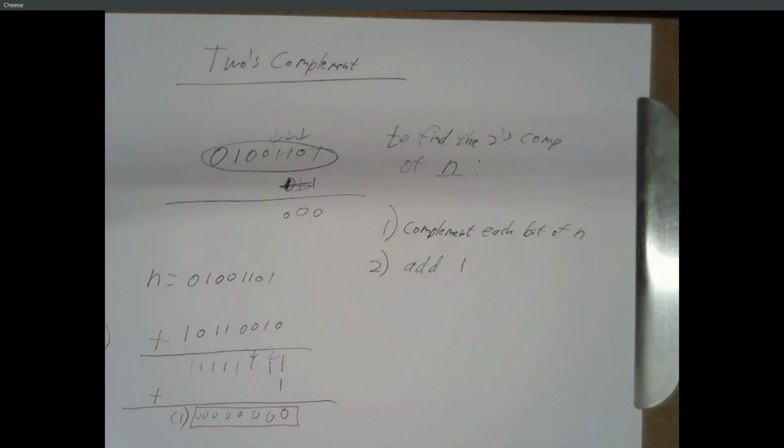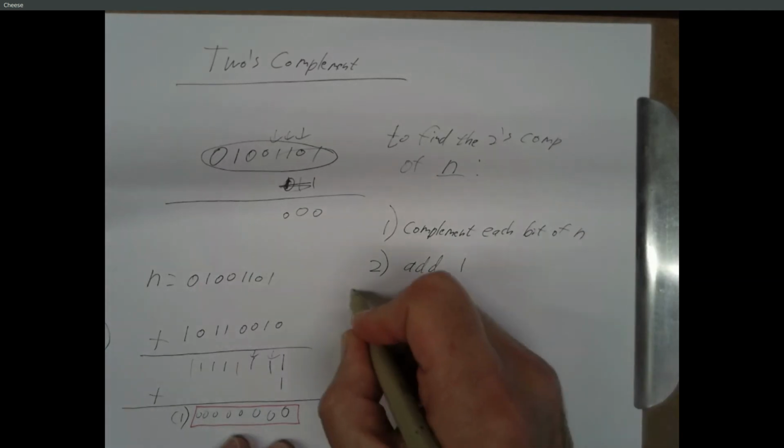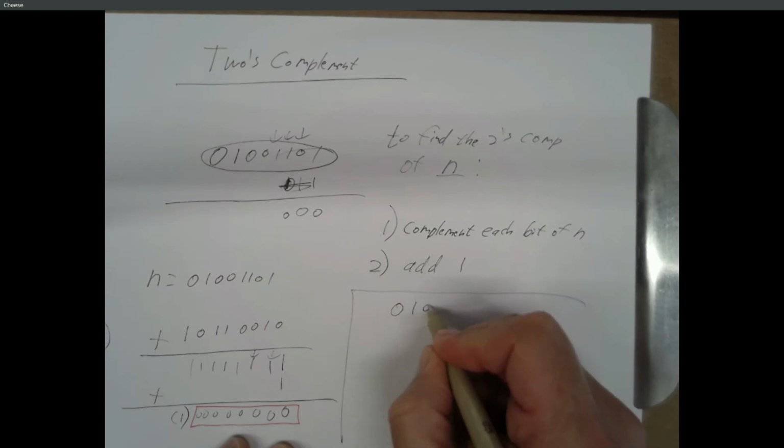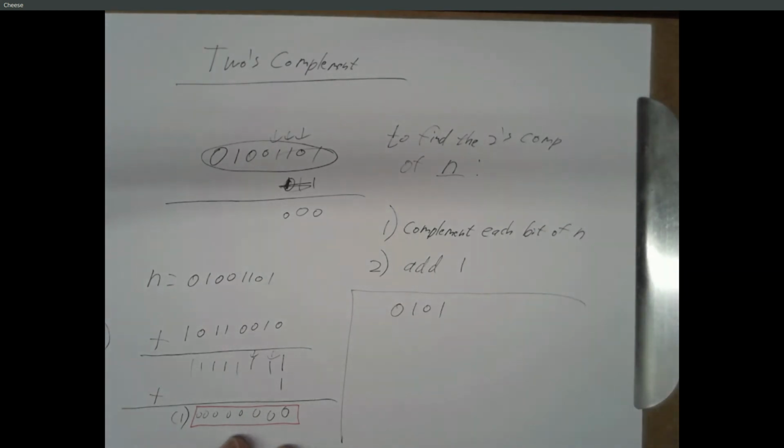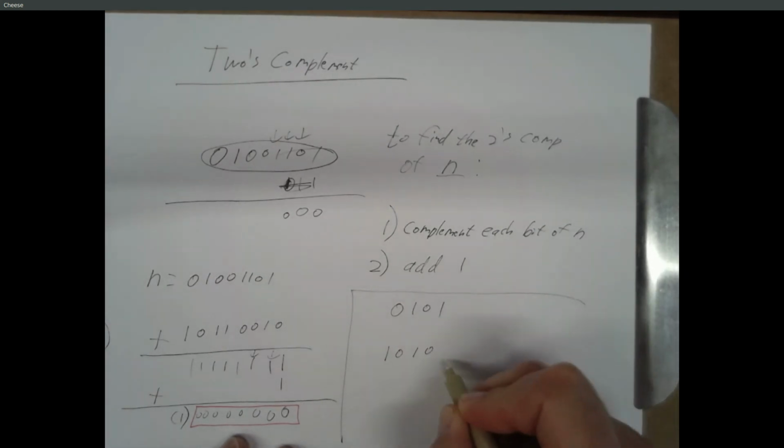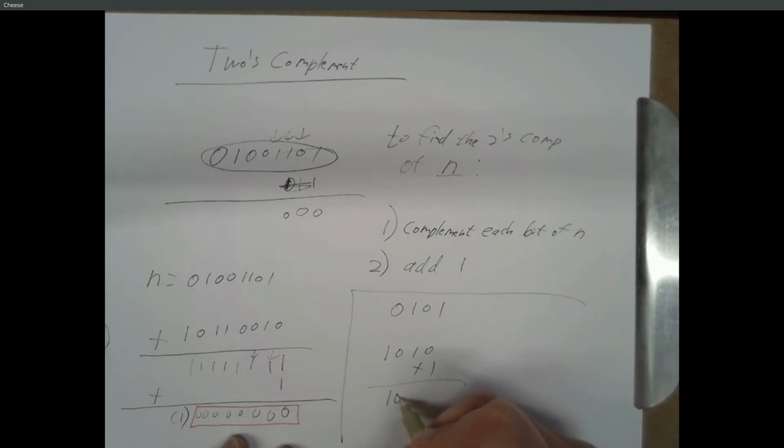So anytime we want the 2's complement of a number, toggle every bit in the binary number, and then add the number 1. And that'll always get you the 2's complement. So in the 4-bit case, we had the number 0101. Toggle every bit: 1010. Add 1: 1011.